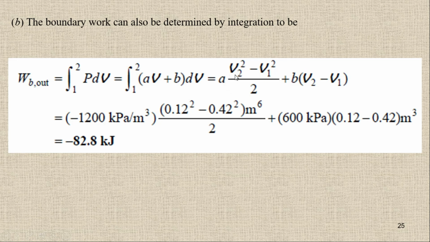Here we have V1, V2, and we know the values of these terms. So simply you have to put the values, and then you will get the same answer, which is minus 82.8 kilojoule.